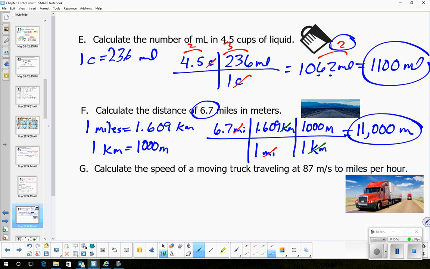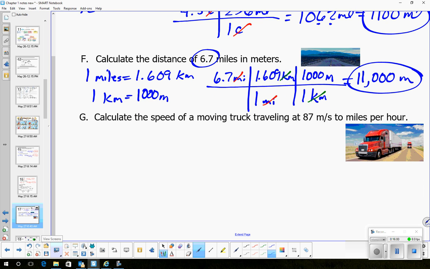Okay, so then we look at the next one. Calculate the speed of a moving truck. Okay, we want to go to miles per hour, so I'm probably going to have to use these same conversions, from meters per second to miles per hour, but I'm going to need one more. What other one am I going to need? Seconds to hours. So in 1 hour, there's how many seconds?